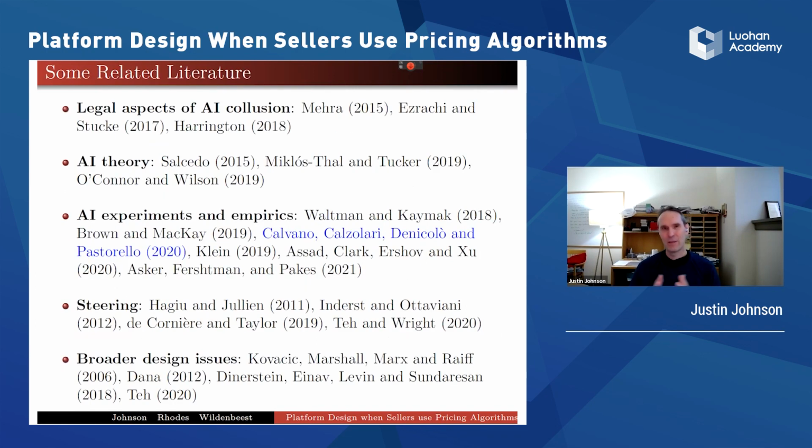I'm not really going to talk about these papers, but there are a number of papers. I should say it all starts with some of these legal scholars that I mentioned at the top, like Mehra and Ezrachi and Stucke. And that's kind of generated a growing literature in economics and computer science about algorithms, collusion, and so on and so forth. I will just highlight one more time this paper by Calvano and his co-authors, now published in the AER.